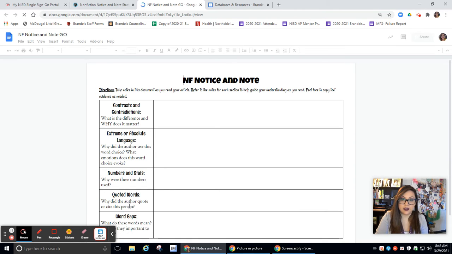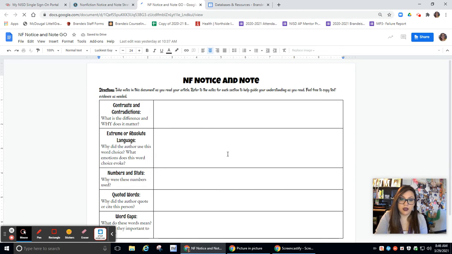So on this document, if you open it up, it's a graphic organizer to help you take some notes when you read today's article. So you can copy and paste some text as you see fit, but I want you to see if you could find all 5 of these things, right? So contrast and contradictions, where do you see some major contradictions? You will see them. The basis of the article is based on these contrasts and contradictions.